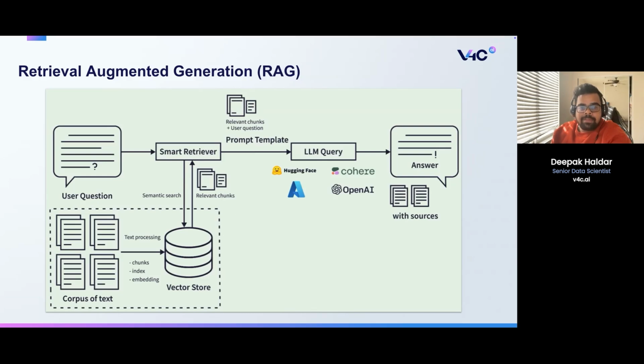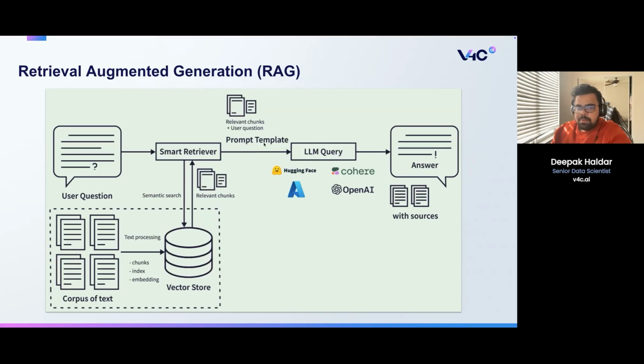Once it's in the vector store, we have this component which is the Smart Retriever. The Smart Retriever acts as a bridge between the user's questions and the vector store. It performs a semantic search in the vector store to find the most relevant text chunks, which will be used to generate a precise answer. The retriever outputs relevant chunks of text that are directly tied to the user's query.